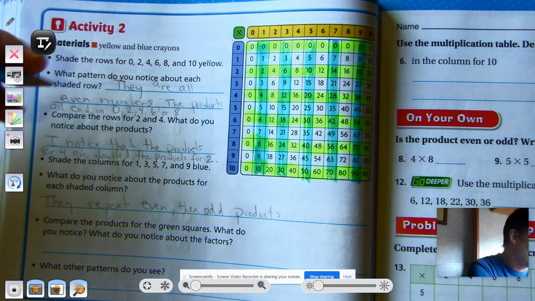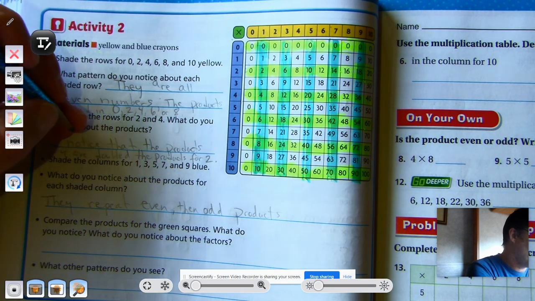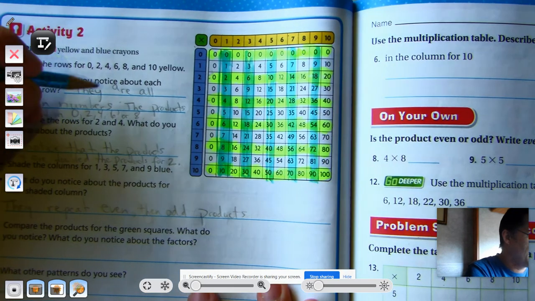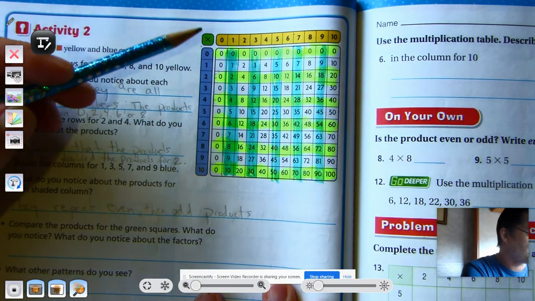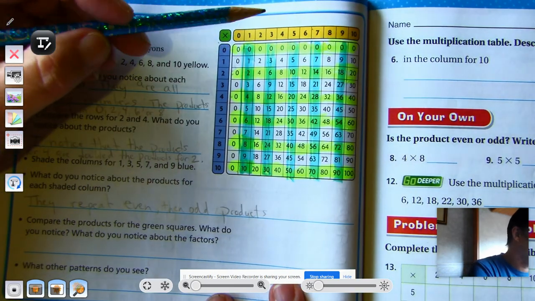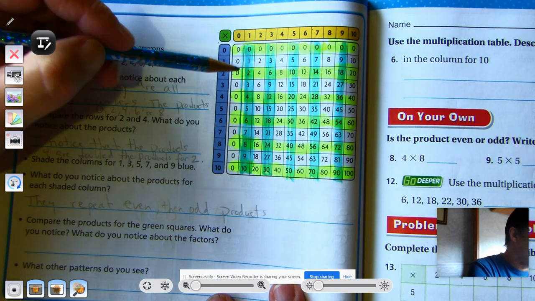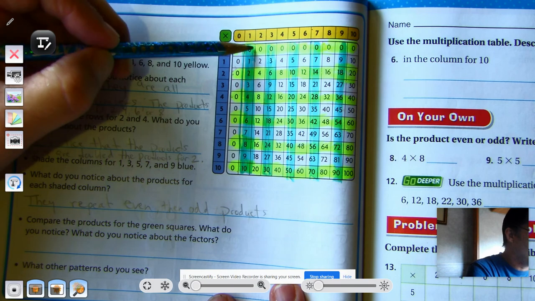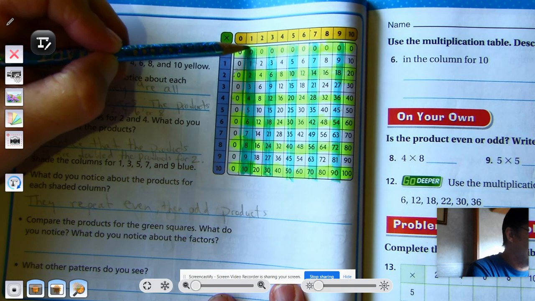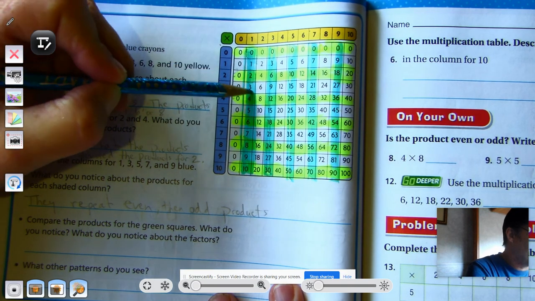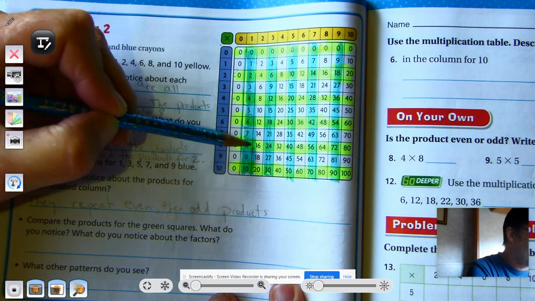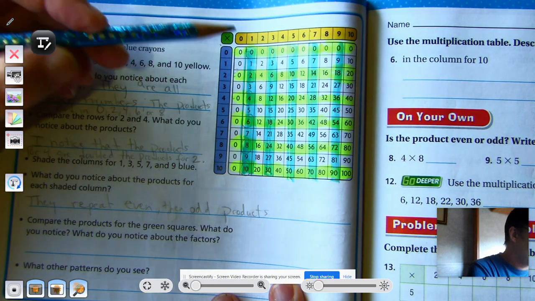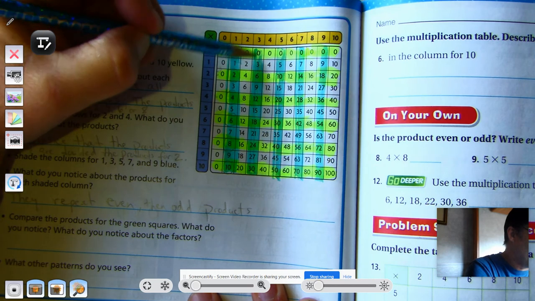Compare the products for the green square. What do you notice about the factors? Okay, so the green ones are basically where the blue and the yellow overlapped. So they want us to compare every other one of these squares.